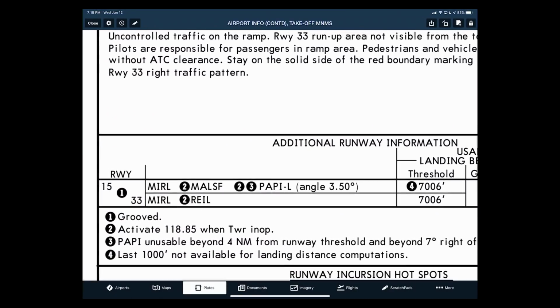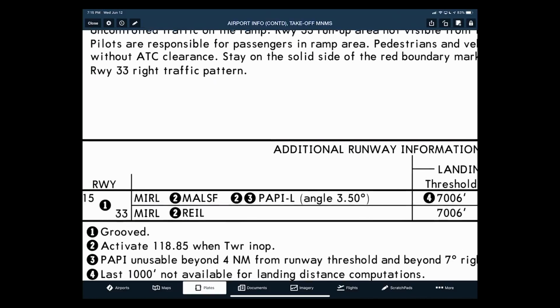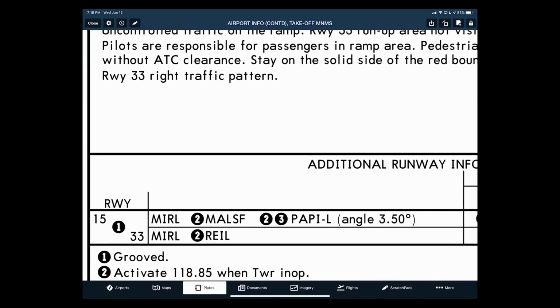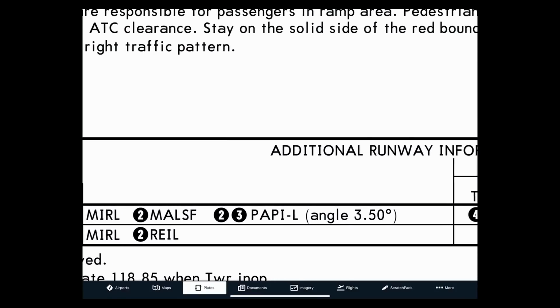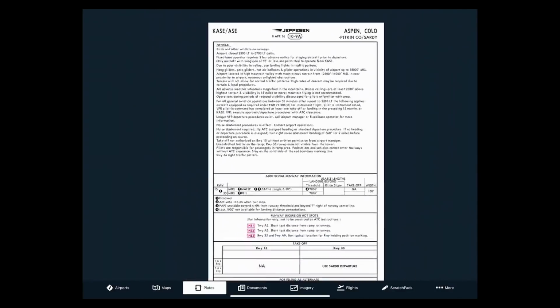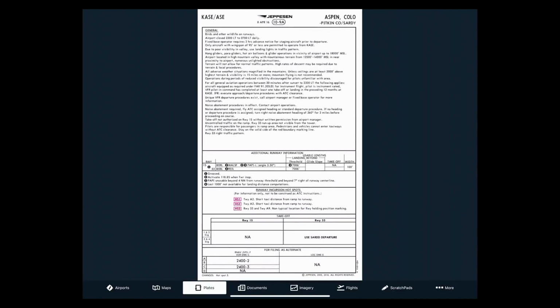So you can see for runway 15, they list the lighting types: medium intensity runway lighting, medium intensity approach light system with sequenced flashing lights, a PAPI on the left side, and its angle is 3.5 degrees. So on a Jeppesen chart, you would actually look at the airport additional information page.